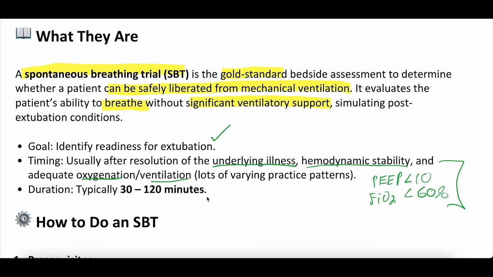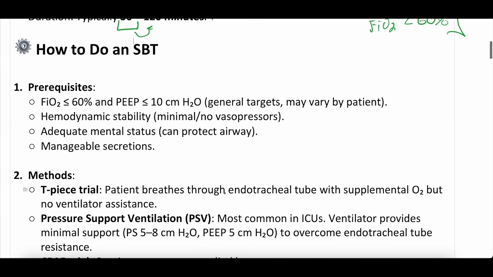And the typical duration of these spontaneous breathing trials, 30 to 120 minutes is probably reasonable. Some of the trials used 30 minutes before they extubated patients. Other people use longer time frames. So 30 to 120 minutes, again, lots of gray here, which is good. That's why we're doing this video, so you can hear a little bit of insight and practice patterns on that. So how do we actually do the spontaneous breathing trial?